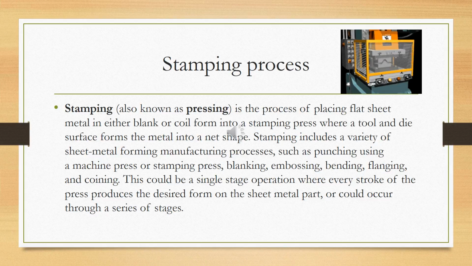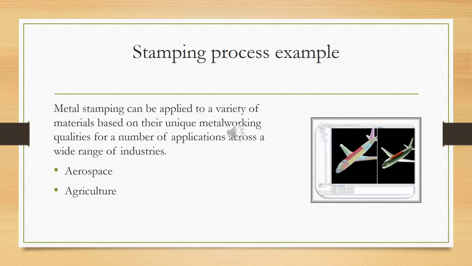Stamping process. Stamping, also known as pressing, is the process of placing flat sheet metal, in either blank or coil form, into a stamping press where a tool and die surface form the metal into a net shape. Stamping process example. Metal stamping can be applied to a variety of materials based on the unique metalworking qualities for a number of applications across a wide range of industries.